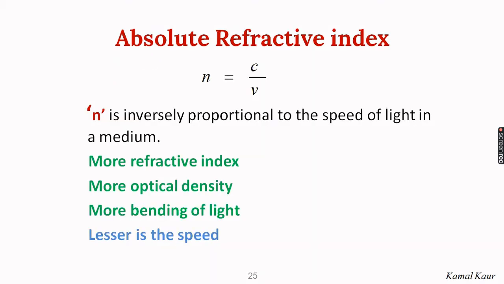So now we have understood from this formula that refractive index is inversely proportional to the speed of light in a medium, which means that if one increases, the other will decrease. So we understand that if a medium has more refractive index, it means its optical density is more, which means bending of light will also be more, but the speed of light in that medium will be lesser.